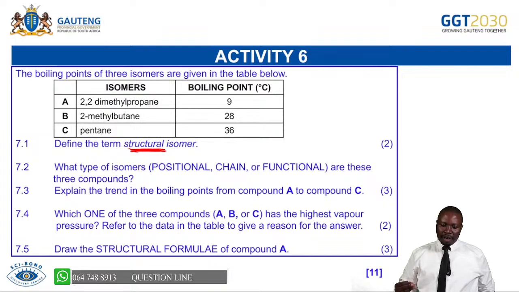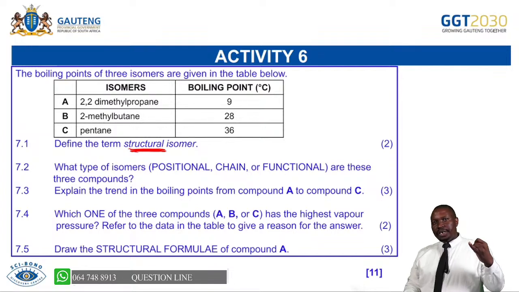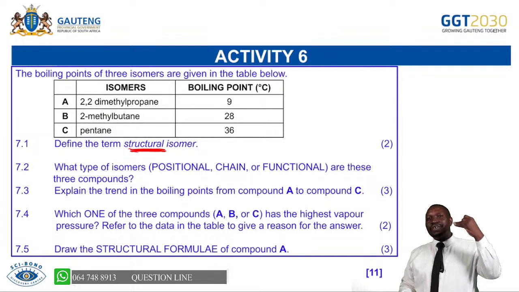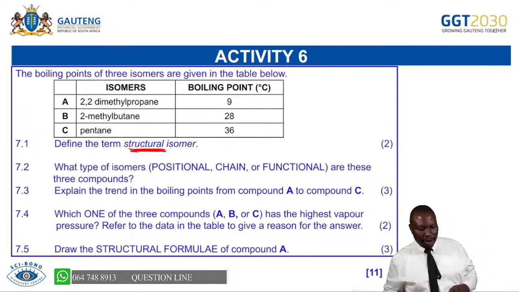So the strength of intermolecular force increases from A to C. So that is the trend. Your answer will talk to the boiling point, it will talk to the strength of intermolecular force, it will talk to the energy that is required. More energy is required in C, hence we are having the highest boiling point.